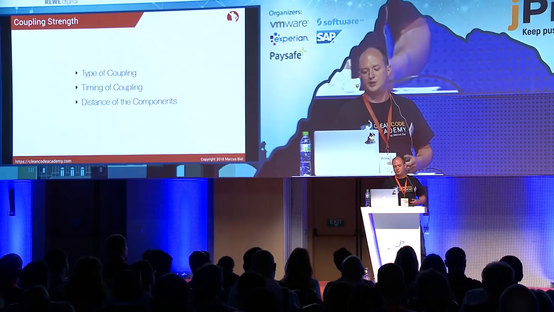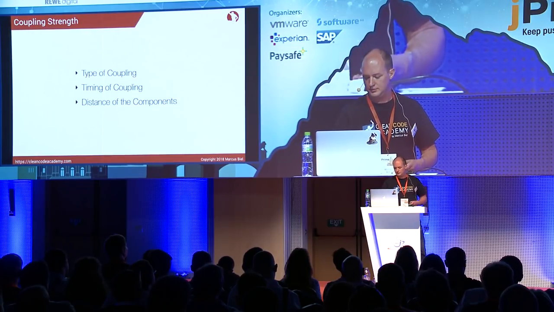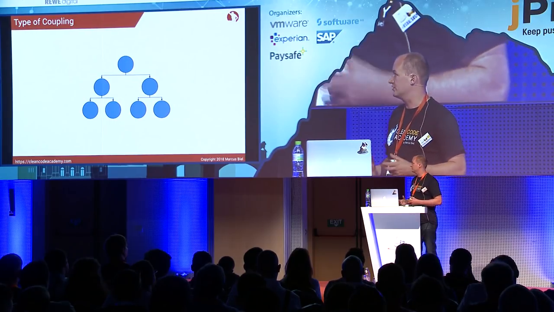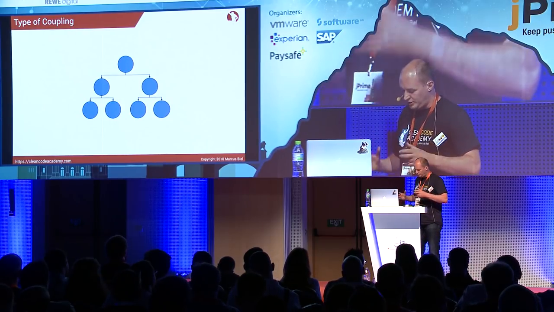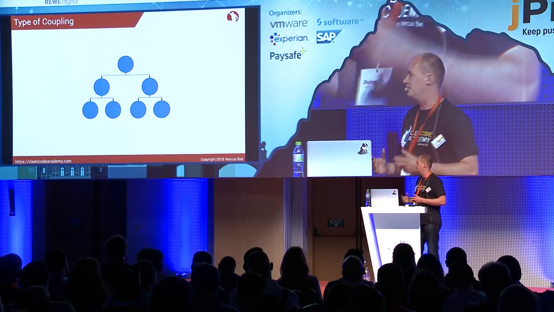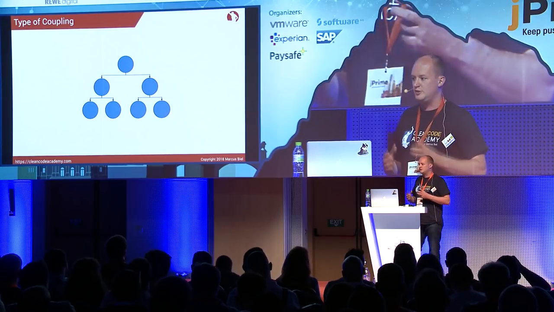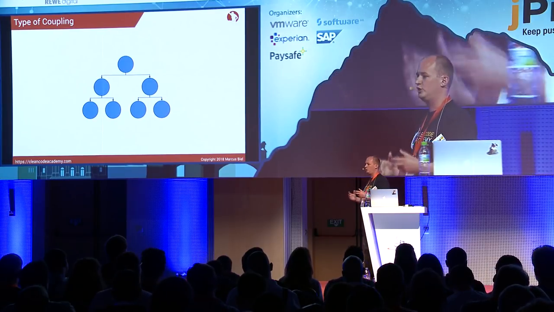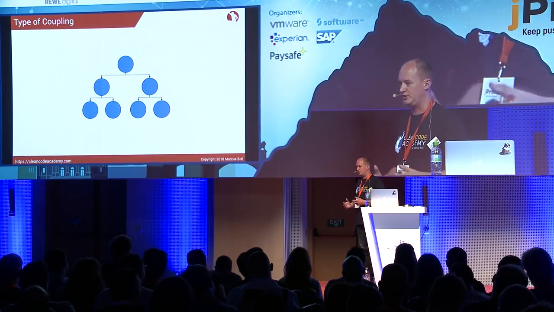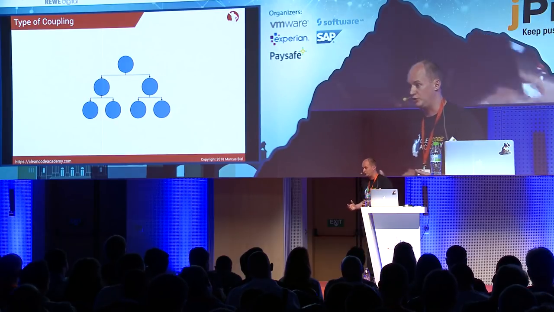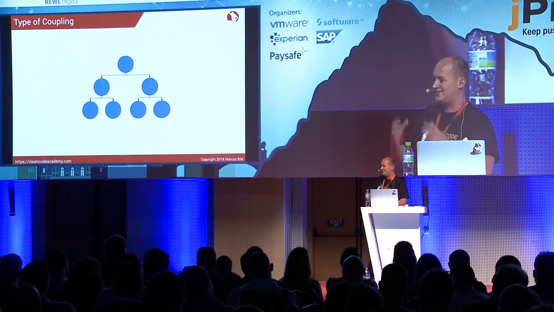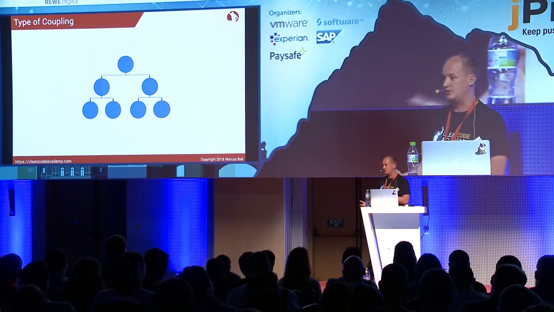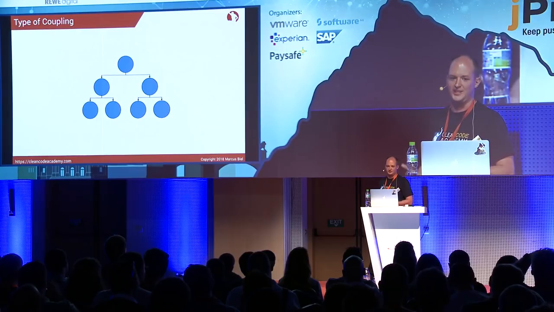The first thing is the type of the coupling. When we look at the type of the coupling, for instance, how many parameters are being sent and or received? Are we just speaking of a very simple string? Or are we speaking of a very complex parameter, a collection of very complex objects? And are we speaking of many parameters? And are we sending, or are we sending and receiving? So the more data is being sent and received, obviously, the more complex things get.